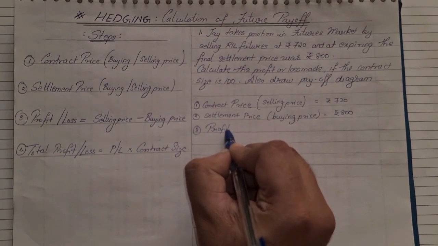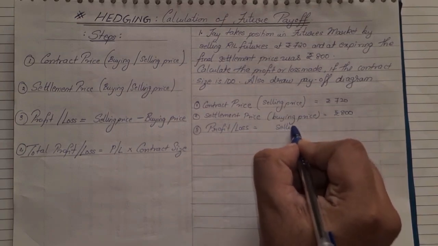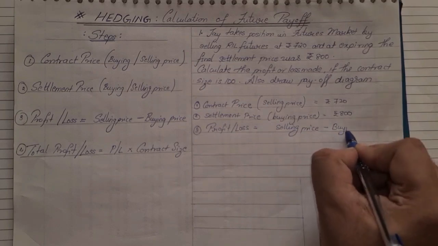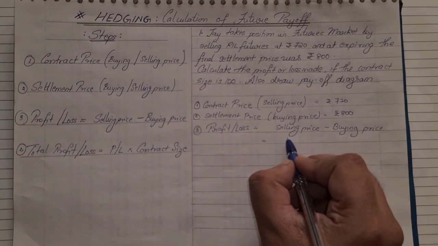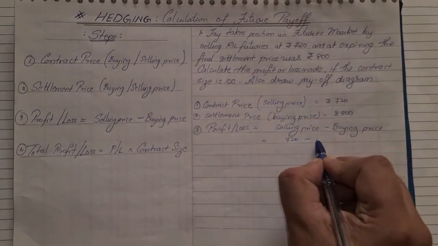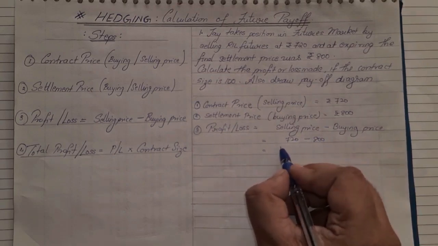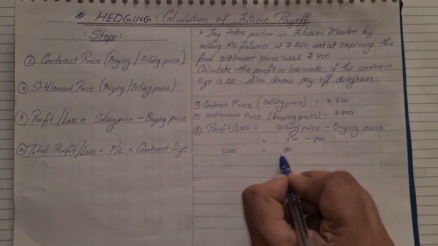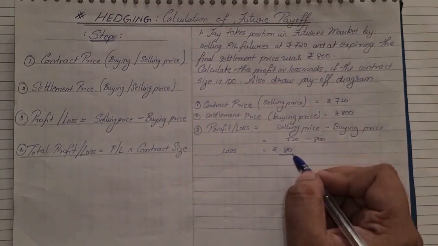Step number three, I need to find whether I've earned a profit or a loss. So profit or loss is equal to selling price minus your buying price. My selling price was the contract price in this sum, so it is 720 minus 800. So 720 minus 800 will give you negative 80. Thereby we have incurred a loss of rupees 80. This is a loss on one contract.